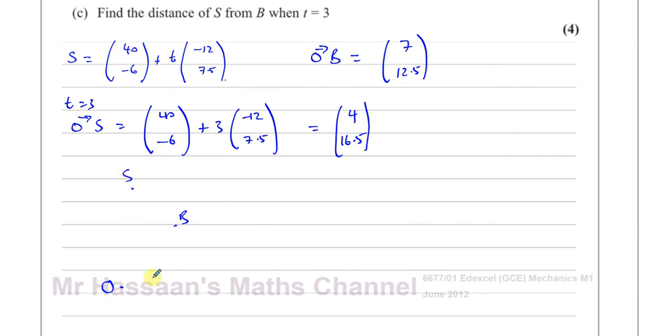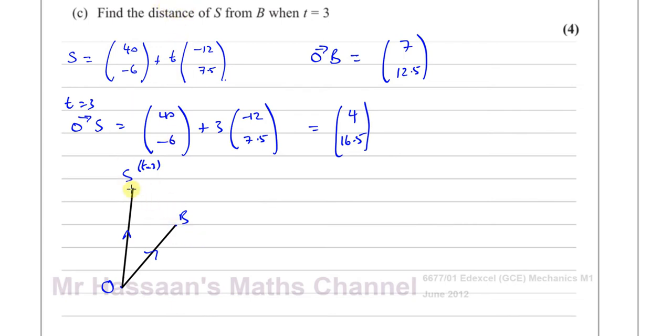We don't have to do it to scale or anything. I'm just trying to do it a bit on the accurate side. So that's O to B, and that's O to S, that's when time equals 3. We know these vectors, and we've got to find the distance of S from B.